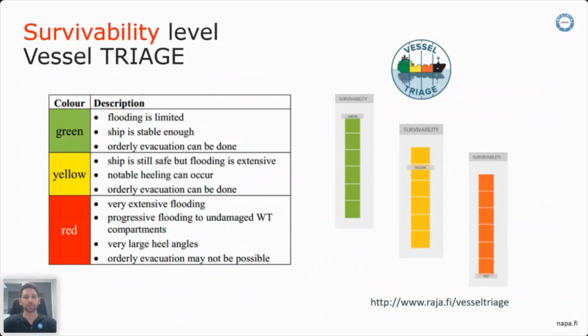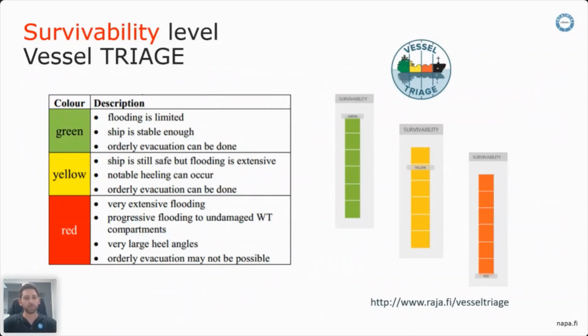A yellow level indicates that there is extensive flooding and possibly large heel, but orderly evacuation can still be done. A low red level means there is very extensive flooding, progressive flooding to multiple watertight compartments, and very large angles of heel. At this point, orderly evacuation may not be possible, suggesting that external help should be requested.